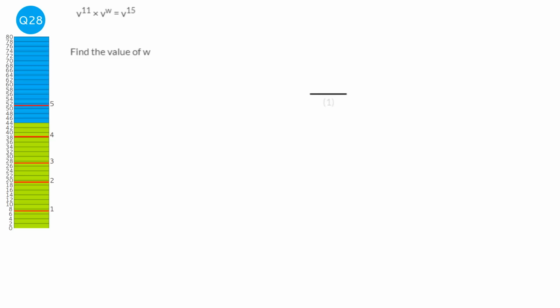We know that when you multiply powers with the same base, and here we've got all these as base v, you add the powers. So we're actually looking at what do we add to 11, which is this one here, to get to the 15. 11 plus 4 is 15, so w therefore equals 4.